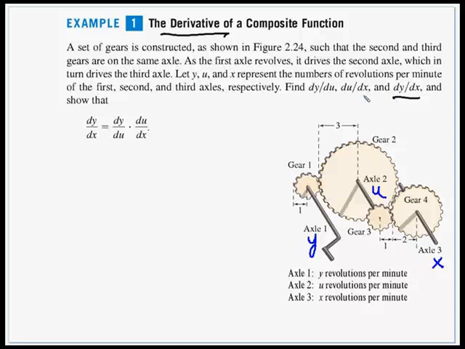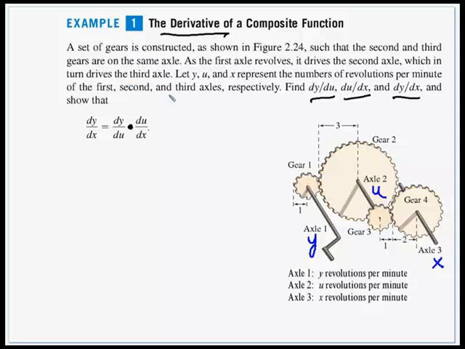Remember, each of these is a derivative, and a derivative is just a rate of change. We're rotating these handles going around, and the gears drive other gears on different axles. And finally, we want to show that dy/dx, the change in y with respect to x, is equal to dy/du times du/dx.